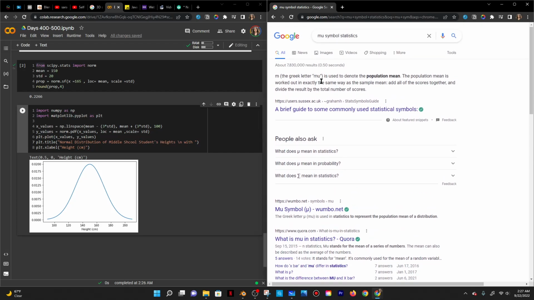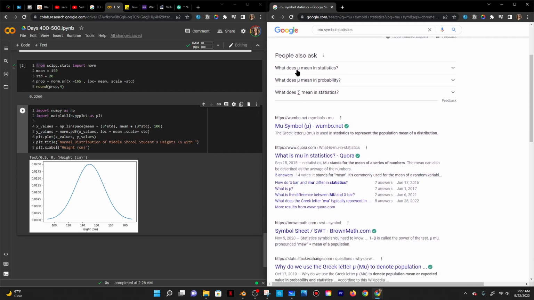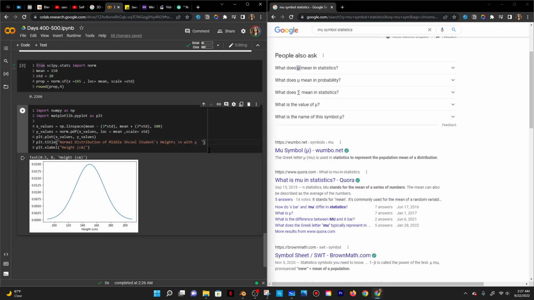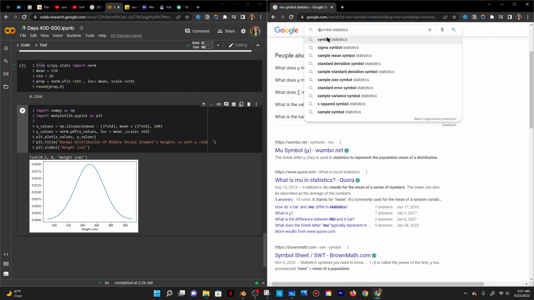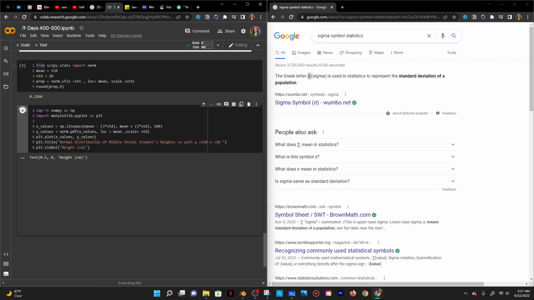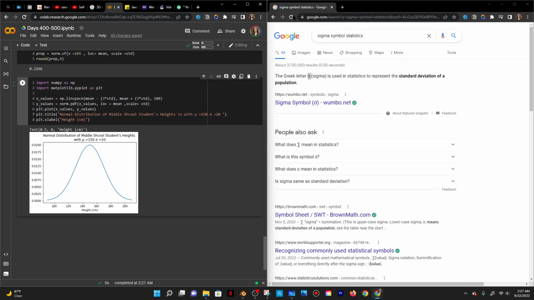Where's the mu? Oh, here. Okay, with mean equal to, what's the mean again? 150. And standard deviation, which is sigma over here, of 28. Run that. All right, so this is kind of the idea.